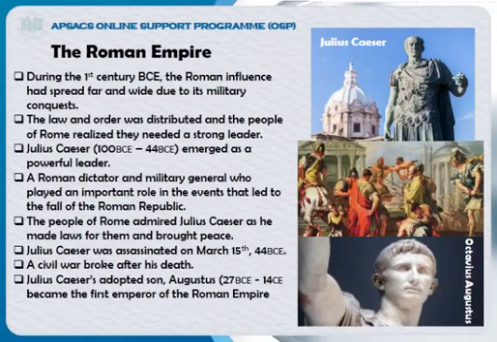Let's learn a bit more about the Roman Empire. During the 1st century BCE, the Roman influence had spread far and wide due to its military conquests. The government became weaker and the legionaries became so powerful that they became a threat to the government. There was unrest and unemployment, which resulted in a power struggle within the government. The law and order was disturbed, and the people of Rome realized they needed a strong leader.